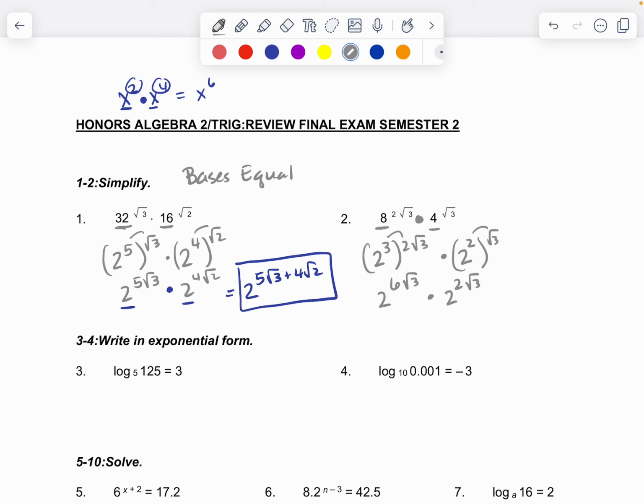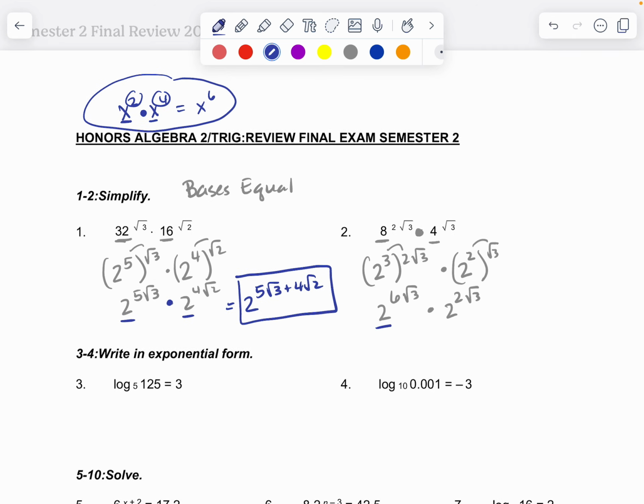And again, using this little rule above that we just reviewed, if you have two bases that are the same and you're multiplying, then you just add the exponents. So this is going to be 2 to the 6 square root of 3 plus 2 square root of 3. Now something interesting about this one, I can actually add these together because they both have a square root of 3. So that would equal 2 to the 8 square root of 3. Okay, and there you have that.